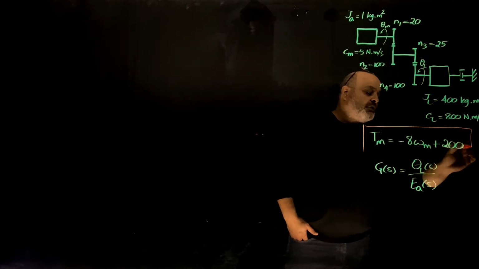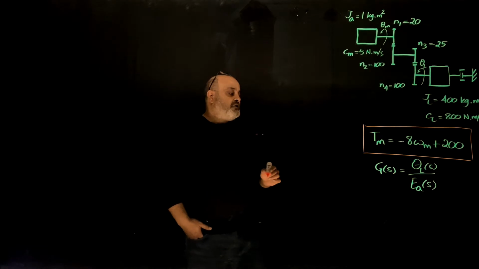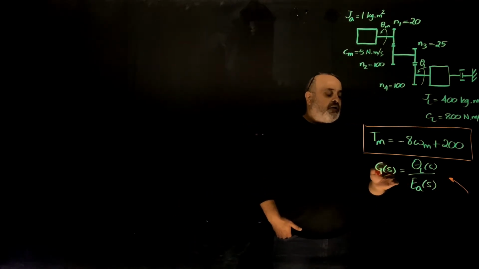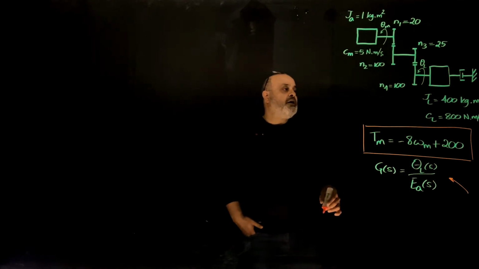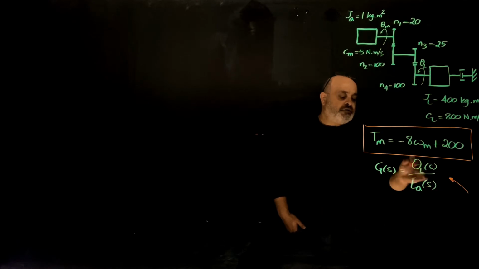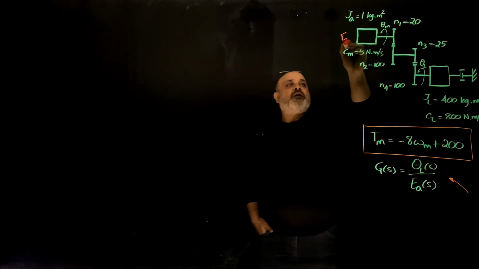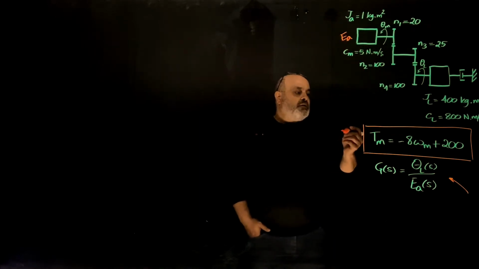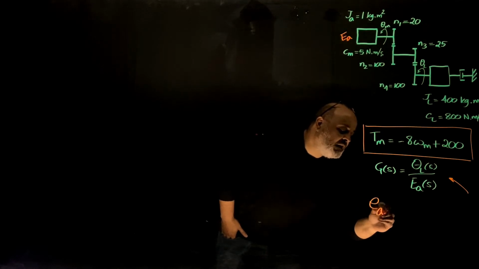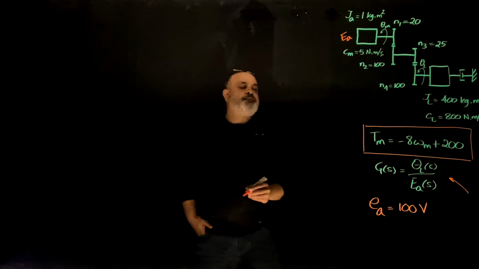Instead of the plot of torque versus speed, it is given to me as an equation. The motor torque is an equation of a straight line, and what's required is to find this transfer function, the output theta L, the rotational speed at the load, versus the input voltage E A. The test voltage E A is 100 volts.